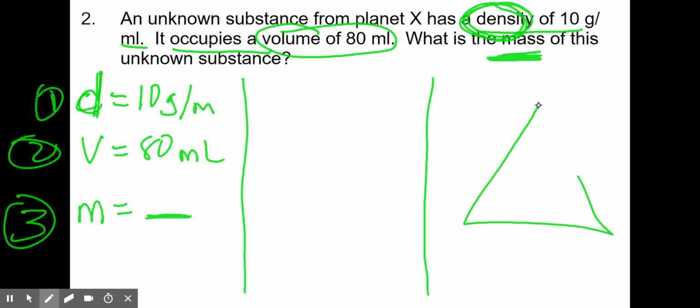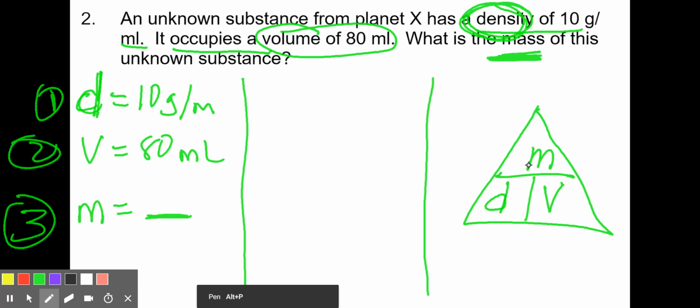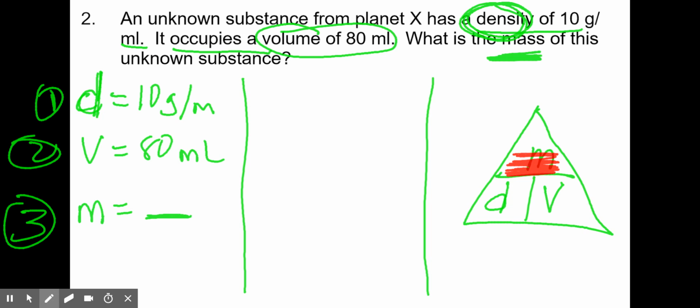So let me draw that triangle again and remind you how to use it. It's broken into 3 parts. Density equals mass divided by volume. In this particular scenario, we're solving for mass. So cover up that part of the triangle. You don't have to color it in. You can just cover it up with your finger. And you've got D times V. If they're beside each other, it's multiplication. If one is over top of the other one, it is division. M equals D times V.